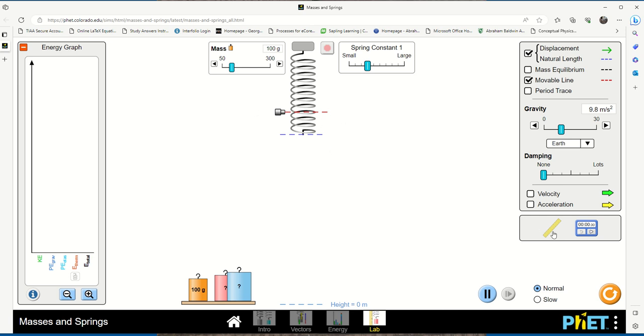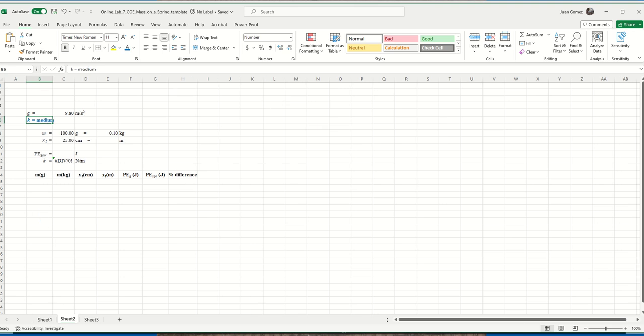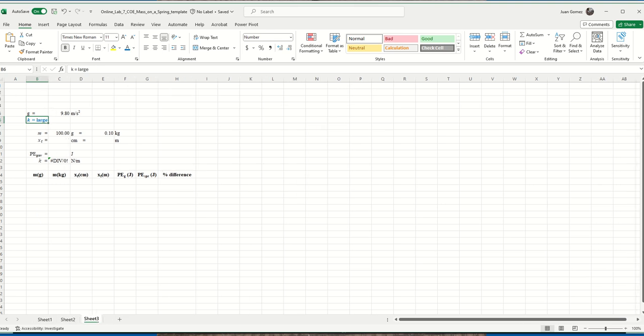And then you've got the ruler here. You want to take your ruler and bring it out, and you want the 0 mark of the ruler to be aligned with the equilibrium position of the spring, that blue line right there. So you want the 0 mark of the ruler to be right there. Now remember, in your spreadsheet, you're going to be doing it for a small k value, a medium k value, and a large k value.